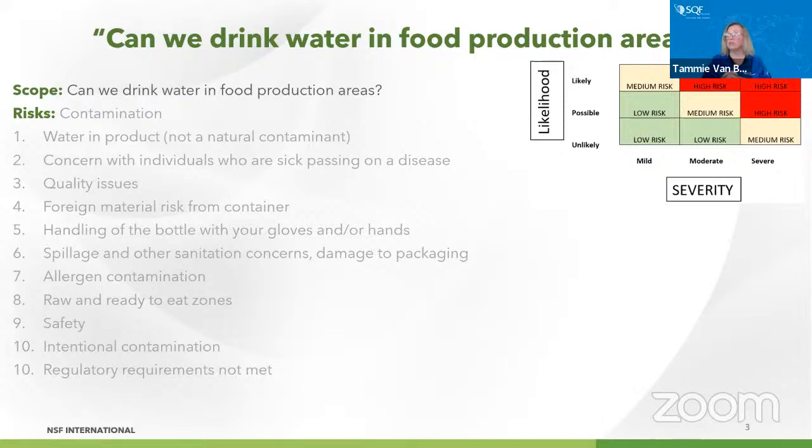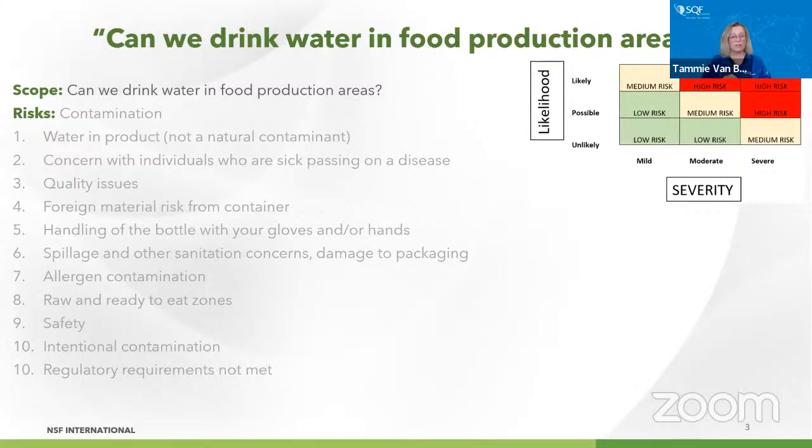Concern with individuals who are sick passing on a disease. So someone's drinking right there at the production line. Maybe they're not aware that they have a norovirus or something like that. So there's the potential for that water to be contaminated by the individual who's drinking it, and it could be passed along into the food product if it were contaminated. Quality issues are also a concern there.